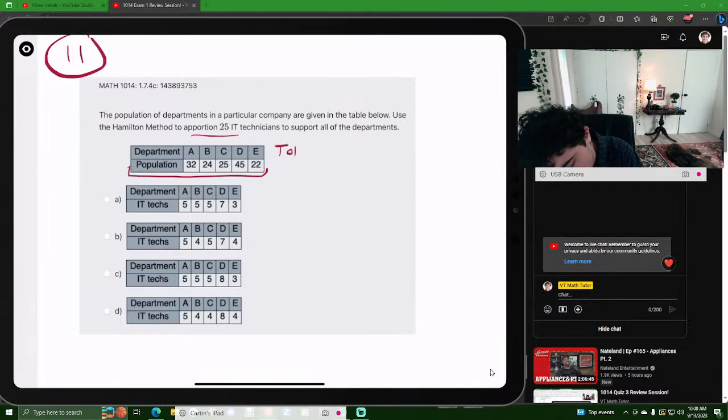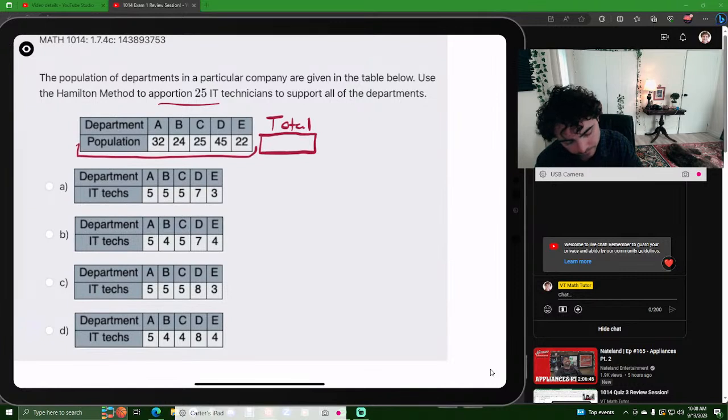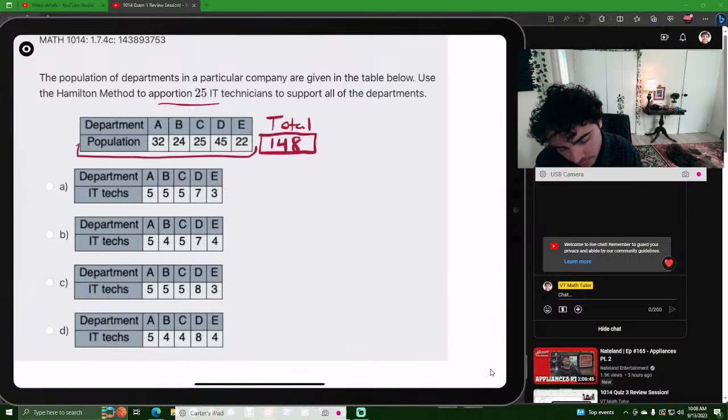We start by finding the total. Let's find the total. We need to know the total population. So we add the population values. 32 plus 24 plus 25 plus 45 plus 22. That would be 148. All right. So we have 148. Now we need to figure out the actual ratios for each of them.